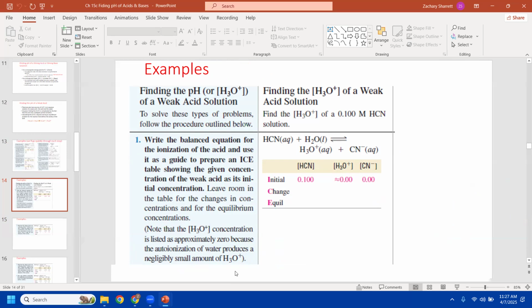Dustin? So what is this first slide showing us? What is this thing called here? Very good. So this question is asking, find the H3O+ concentration of a 0.1 molar HCN solution. Everybody comfortable with that? So what I'm going to ask you to do is HCN is our weak acid. How do I know that this is a weak acid?